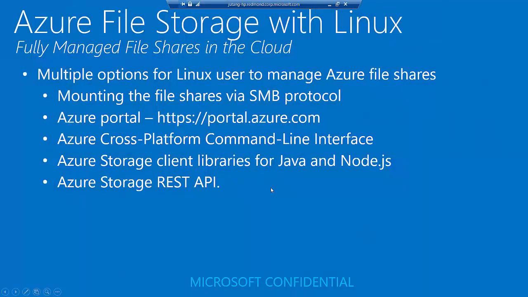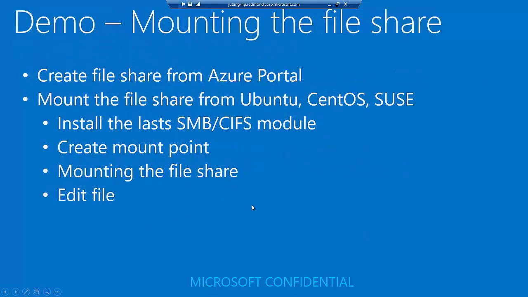Azure File Storage offers fully managed file shares in the cloud. There are multiple options available for Linux users to manage Azure file shares. They can either mount the file share from their Linux client through SMB protocol, or they can use Azure Portal, Azure CLI, as well as Azure Client Libraries or REST API to access Azure file shares. In today's demo, I'd like to show you how I can create a file share from Azure Portal and then mount the same file share from 3 different Linux clients.